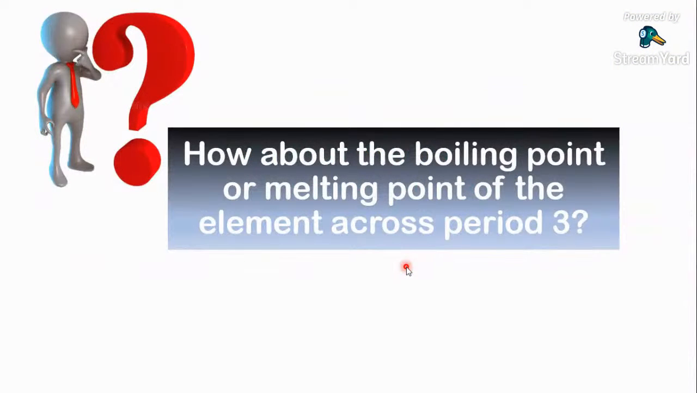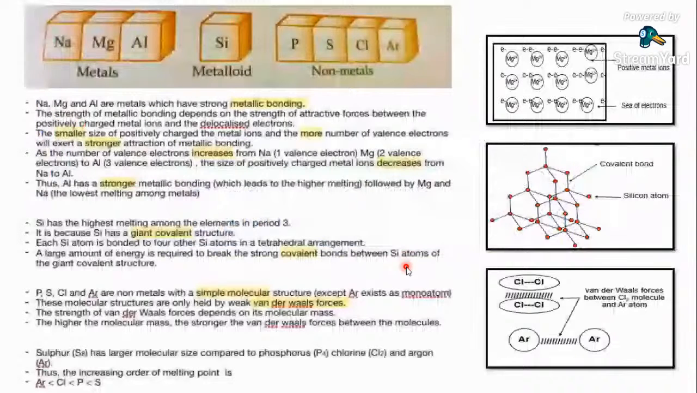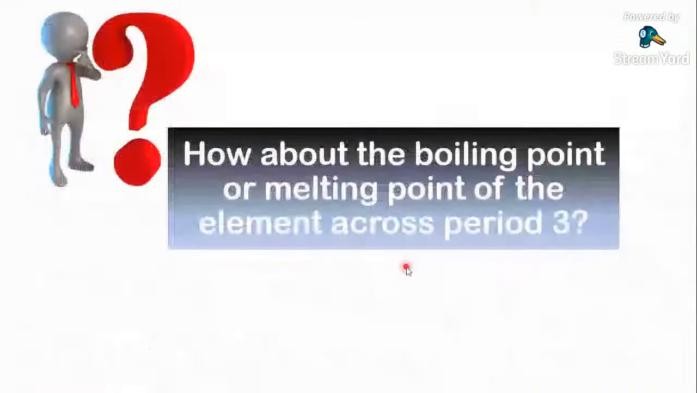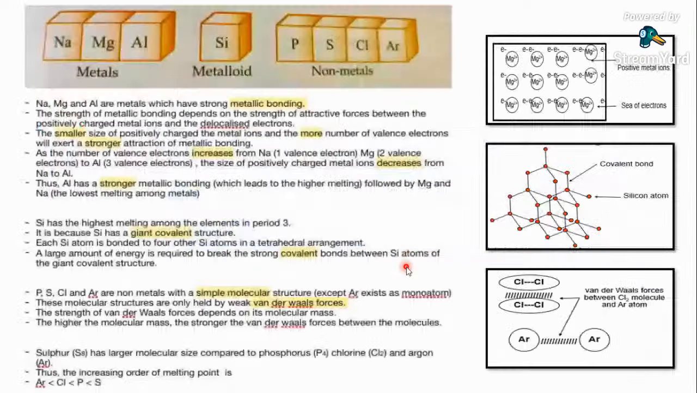Then how about the boiling point or melting point of the elements across period 3? If the question asks you this, this is the answer. We check: sodium, magnesium, aluminium are metals, so you have to talk about metallic bond. This is a metalloid, with a giant covalent structure. And these are all non-metals, so we talk about van der Waals forces. Okay, so this is the answer.